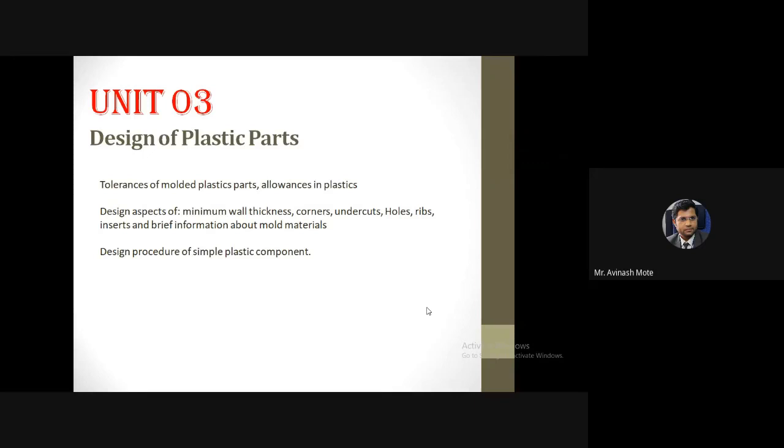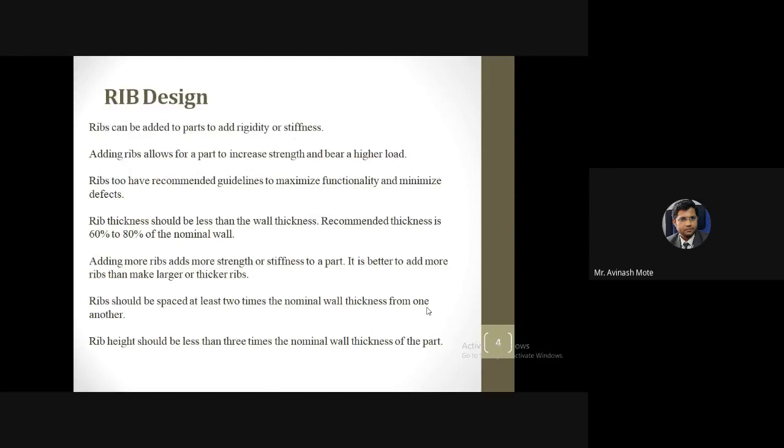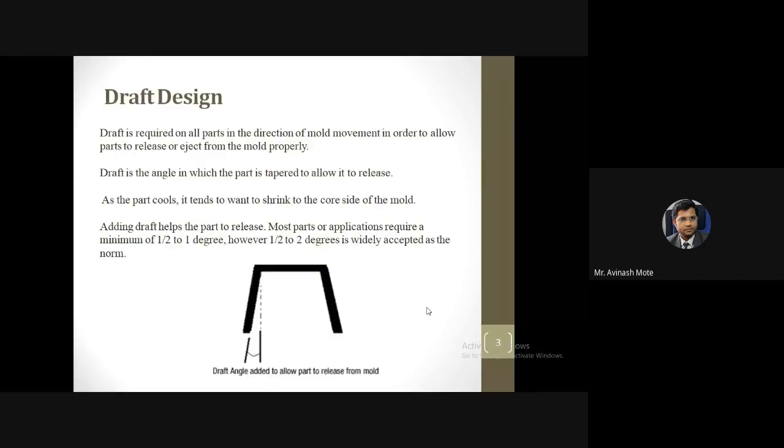So basically we have seen all the theoretical part from this topic, the designing of the plastic parts, starting from tolerances, allowances, then small elements, thickness, corner, undercut, hole, rib, and a couple of mold materials, right? So these were some of the basic elements which are required for component design, like draft design. In draft design you will have to just keep it in mind, required for ejection purpose.